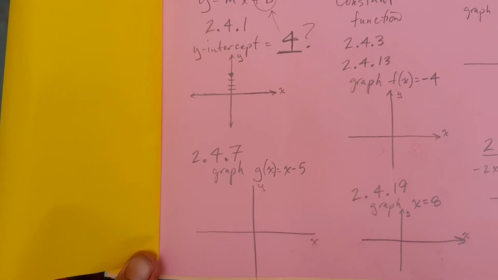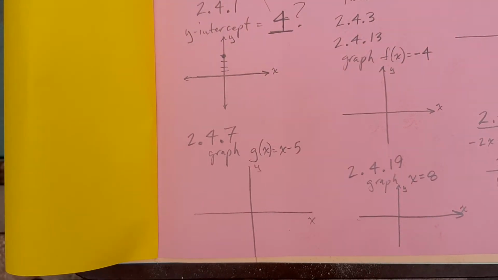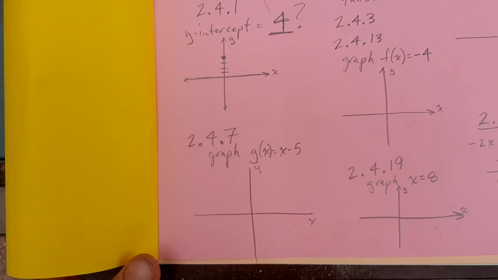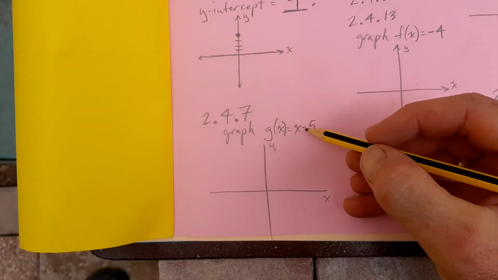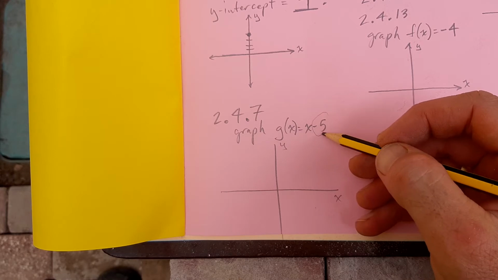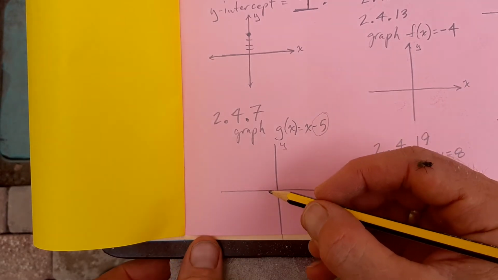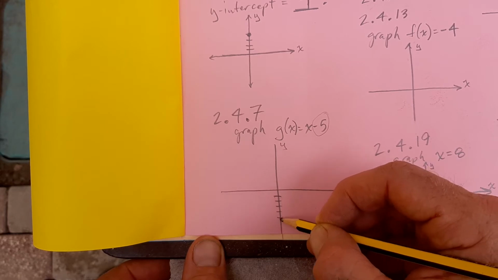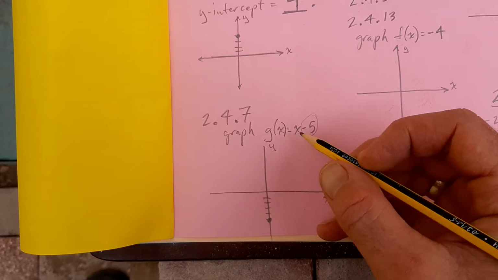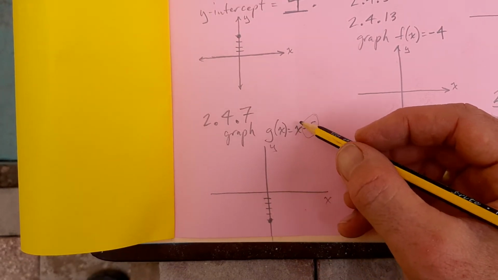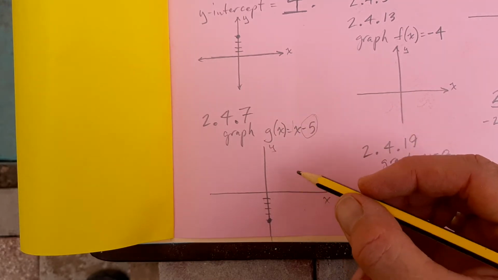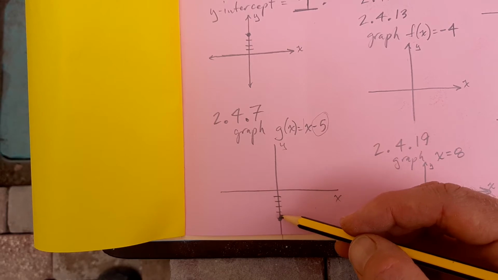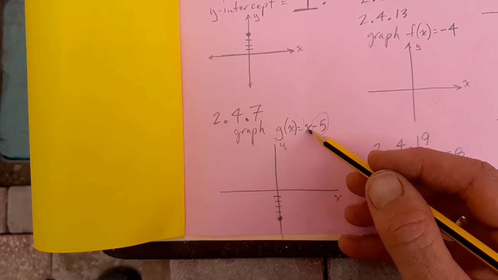2.4.7, very much like it. Graph the equation g of x equals x minus 5. Well, y equals mx plus b. Here's your plus b. The equation has the y-intercept of negative 5. And the slope is right in front of the x. When you're graphing on MyMathLab, you've got 0, comma, minus 5. I put in 0 for x.